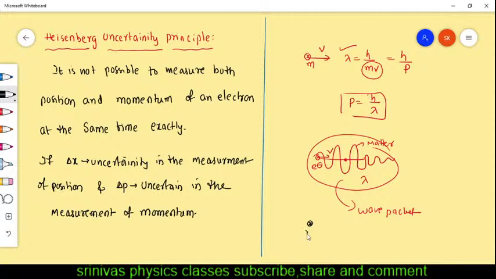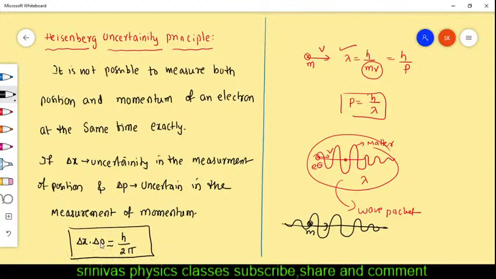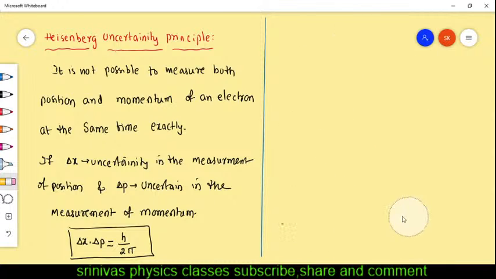The moving particle behaves like a wave. That moving particle's position and momentum we cannot measure accurately. There is some uncertainty, some error, some change. Both we cannot measure exactly. Then according to the Heisenberg principle, delta x into delta p is nearly equal to h by 2 pi, where h is Planck's constant. Delta x is the uncertainty in the measurement of position, and delta p is the uncertainty in the measurement of momentum. And this formula we can also write like this.